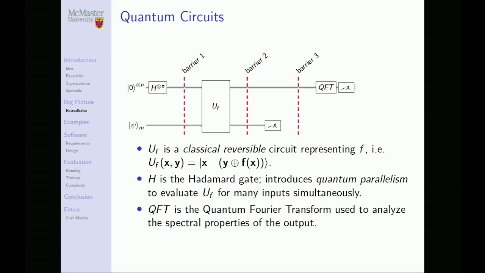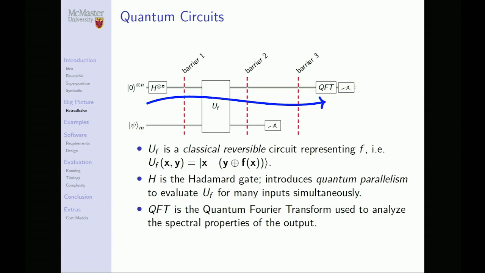But the H here sort of introduces parallelism that lets you run a whole bunch of stuff in parallel. So what we're going to do is go symbolic instead. But we're going to throw in one more trick. Normally, you run your circuits. But if you look at barrier 2, we only measure the bottom. We do stuff later. And we know that U is reversible.